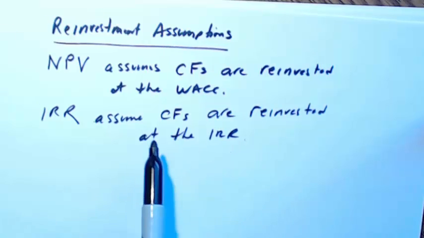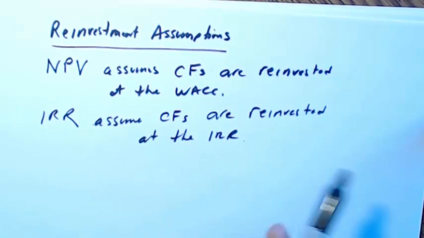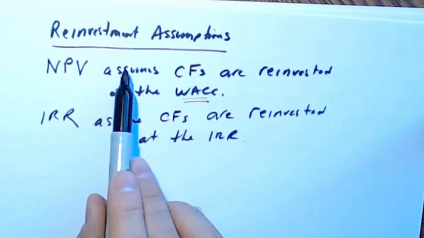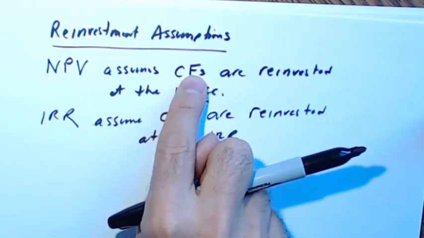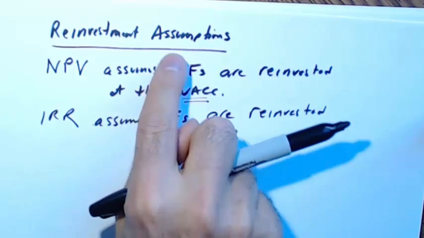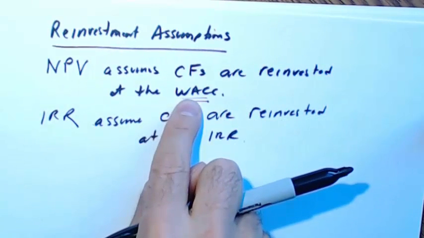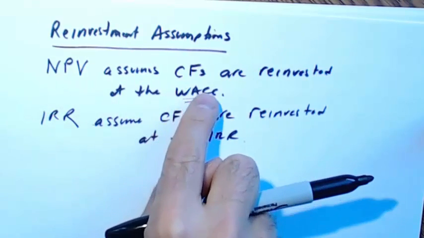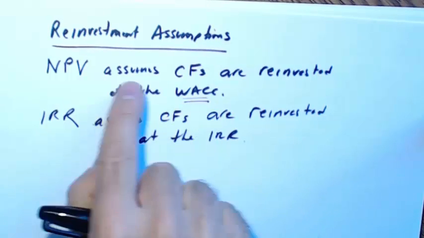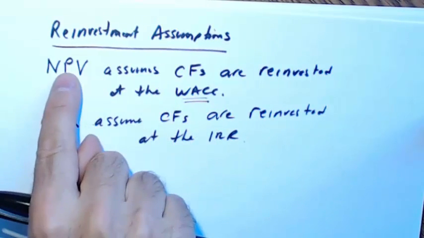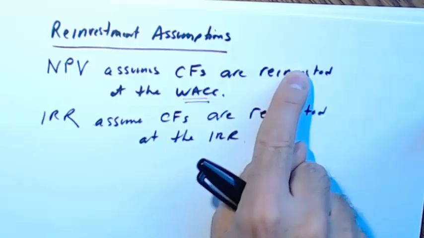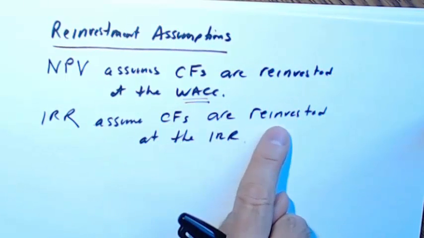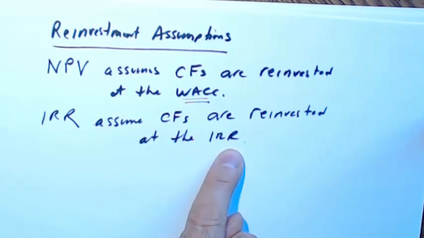And what I'm saying here is, look, the appropriate opportunity cost of money is the weighted average cost of capital. So when we get cash flows and we're assuming we're reinvesting them at the weighted average cost of capital, that's a reasonable approximation for our cost of capital and our opportunity cost of money. So this is a reasonable assumption. Internal rate of return, on the other hand, assumes that cash flows are reinvested at the internal rate of return.